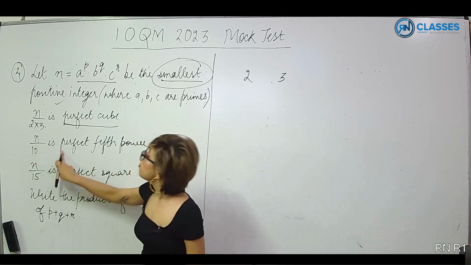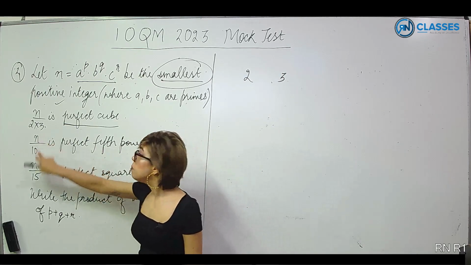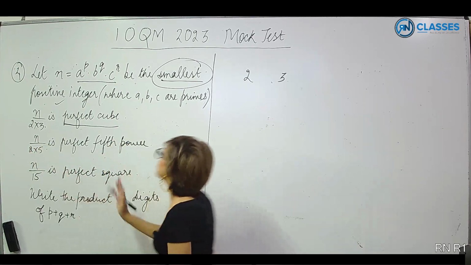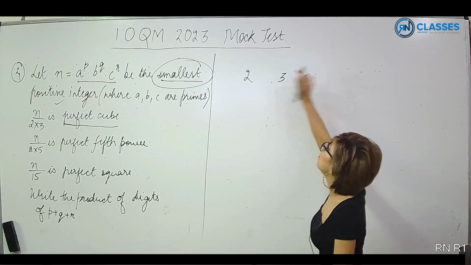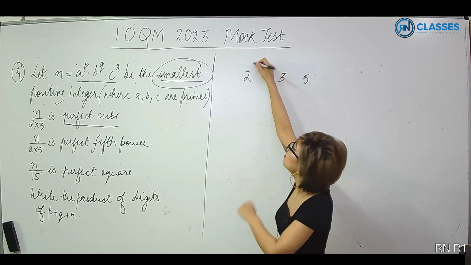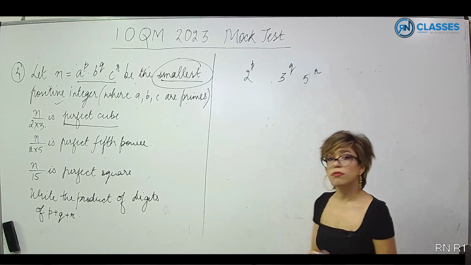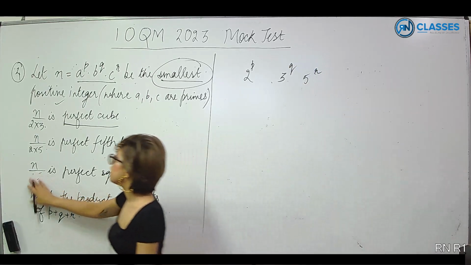Also, n by 10 is a perfect fifth power. That means n should be divisible by 10, that means n should be divisible by 2 as well as 5. So I don't know the third prime number. So 2 is there, suppose Q is there, 3 is there, and then 5 is there. Alright, similarly I will write this as 3 into 5.